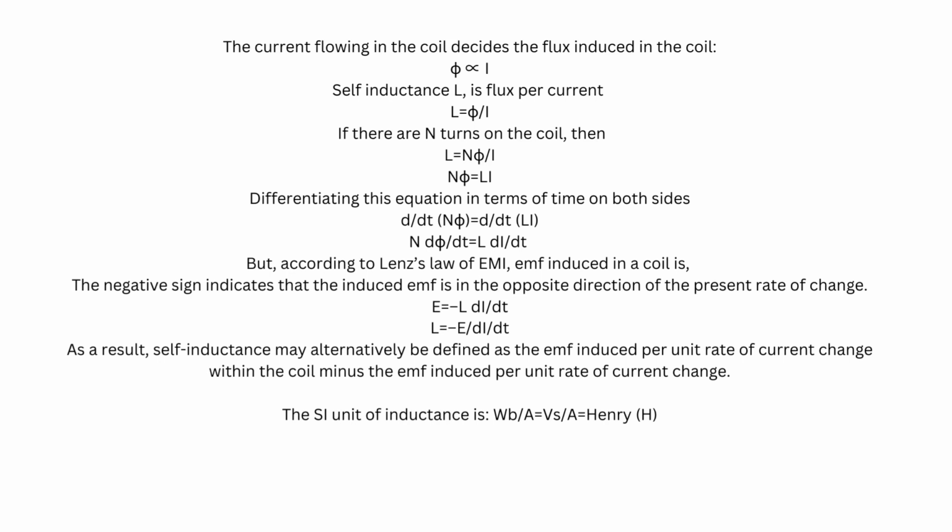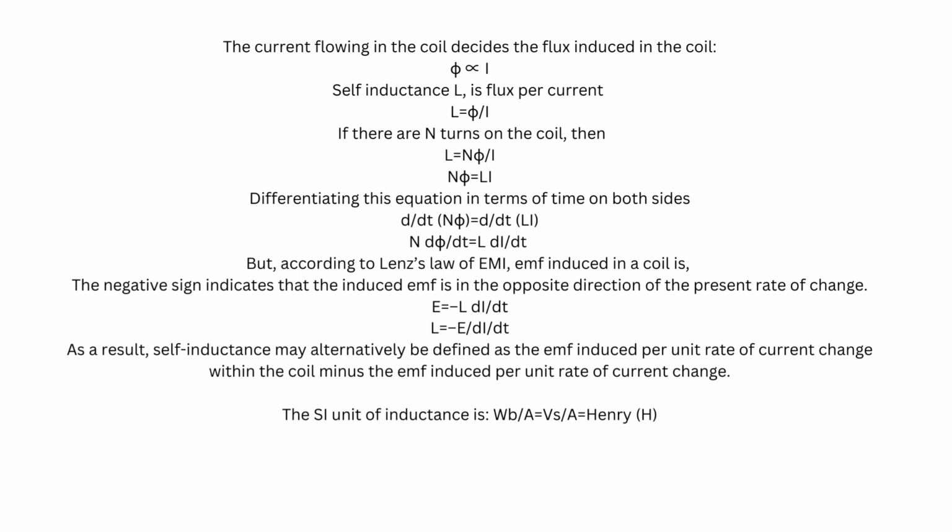To make it clear, I will explain it once more from the beginning. A current flowing in the coil decides the flux induced. There is a flux induced in the coil because of the current. So flux is proportional to I. Then self-inductance L is flux per current. So if there are N turns in the coil, then L equal to N phi by I. This is how we get N phi equal to L i.